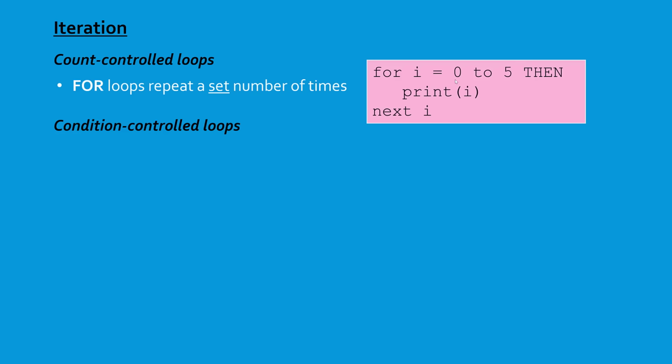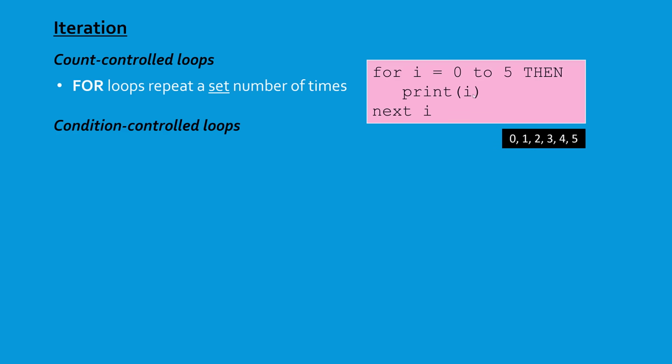As it loops, i becomes 1, then becomes 2, etc. until it reaches 5. Once it's 5, the loop will end. So we're looping a set number of times, and we can use a counter variable like i to, in this case, output a numerical sequence, or use it in some other output.